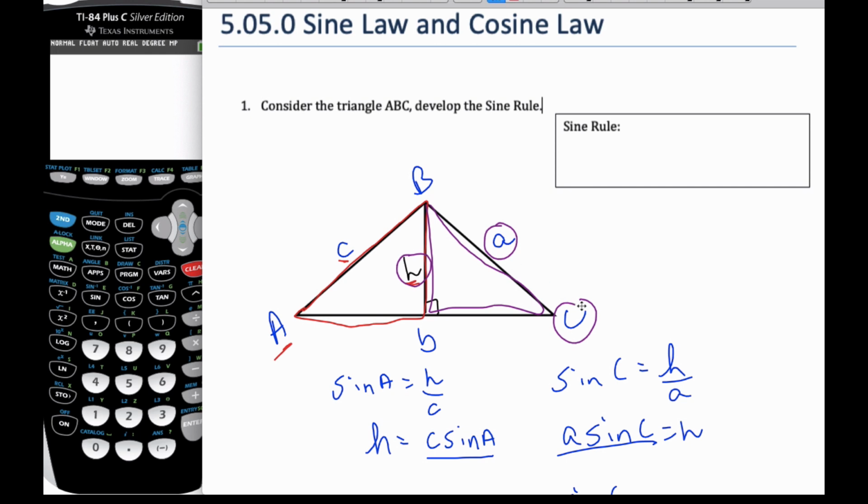This is not a right triangle. And so the sine law works for any triangle, right triangle or non-right triangle. I can write it this direction, or I could have sine A over A, sine B over B, the other way around. That works as well. Okay? So there's how I developed the sine law. Let's try an example and see how this will work.